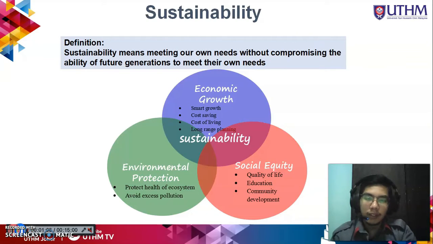Okay, first for the economic growth, there is smart growth, cost saving, cost of living, and long range planning. For the environmental protection, there are two. There is protect health of ecosystem and avoid excess pollution. For the social equity, it is the quality of life, education, and community development.